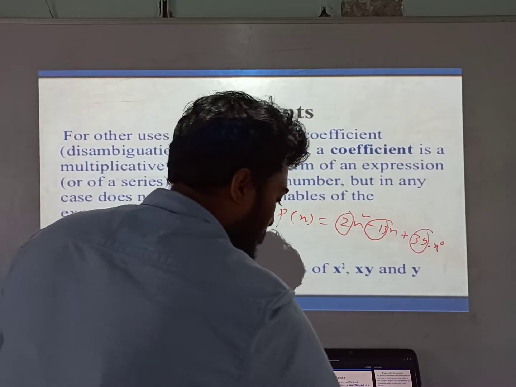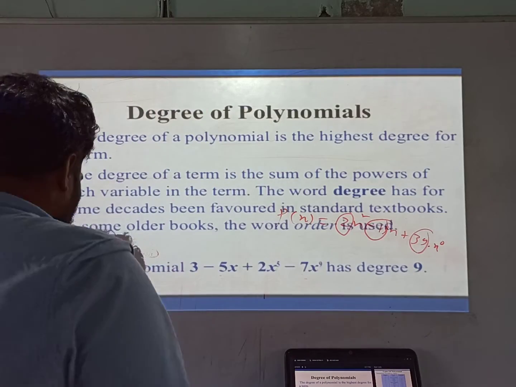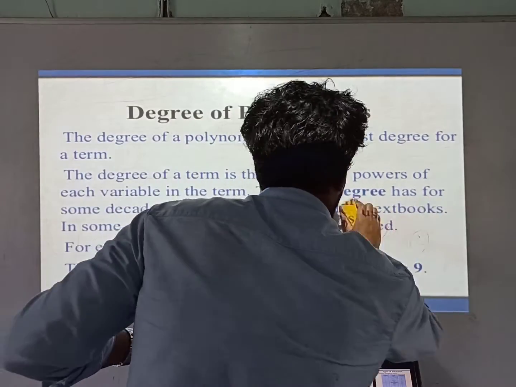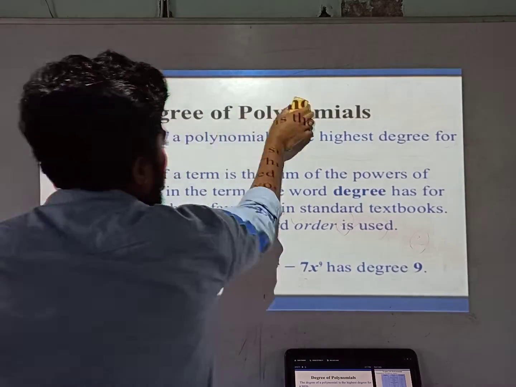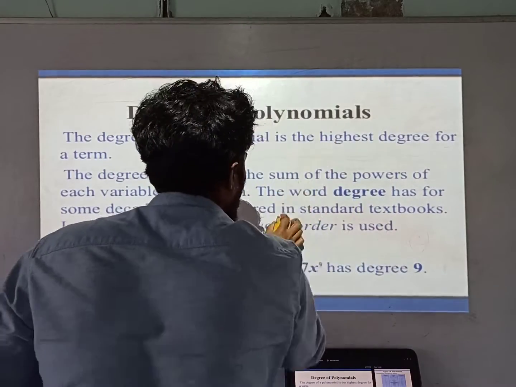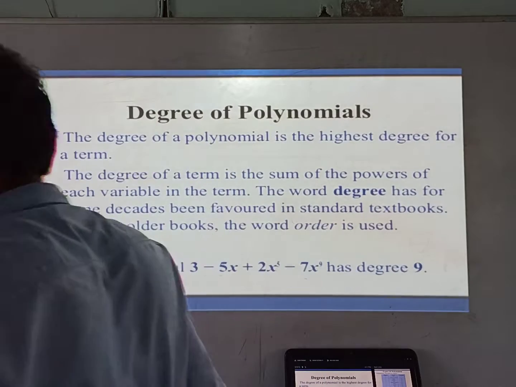Correct? This much is enough. Then degree of polynomial. This is also a very important thing. You read, what is the degree of polynomial? It is written. What is the degree of polynomial?